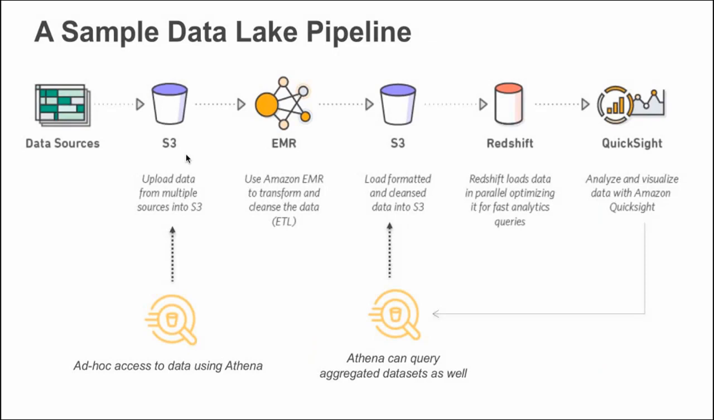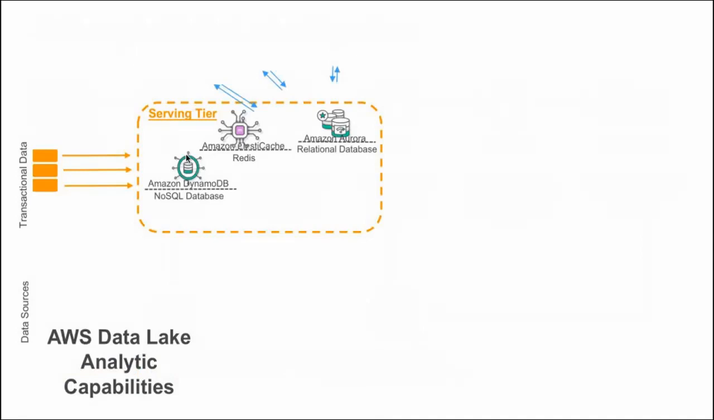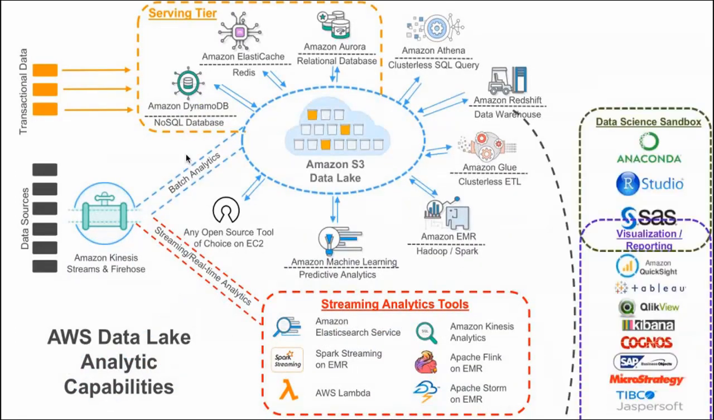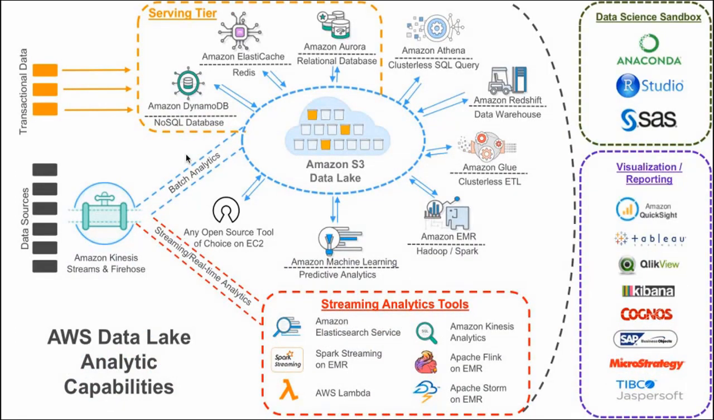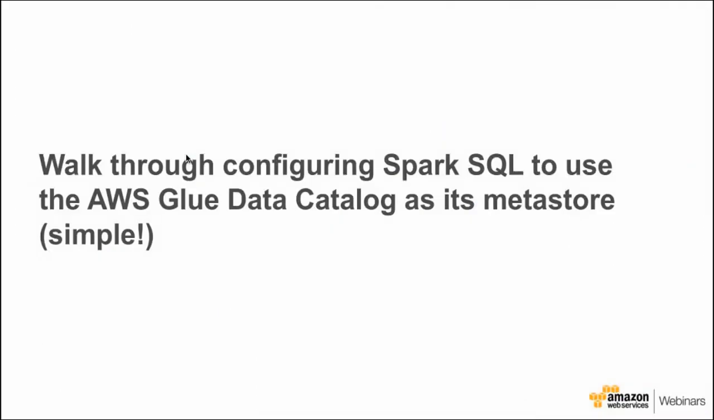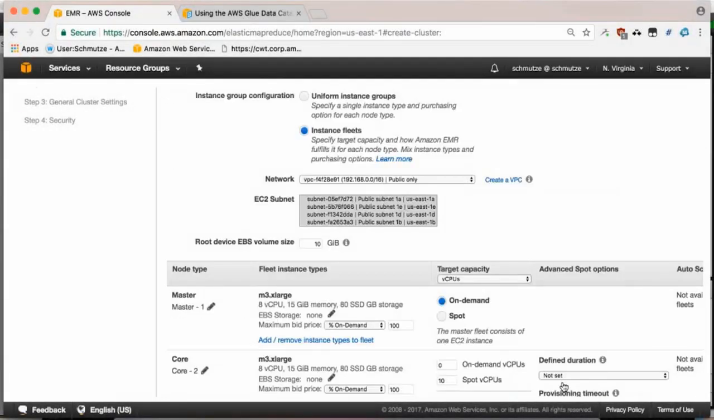So if we sort of put it all together, we've got our sample data lake pipeline that we're talking about here, right? We're talking about putting our data into S3. We're talking about using EMR and then putting the data back to S3 when we're finished. Providing a huge ecosystem for running our S3 data lake on top of AWS. So I said it was super easy to use Glue as a data catalog for a Spark SQL Metastore. Let me show you what that means. I'm going to go back to the AWS console. I'm just going to go back here a couple of clicks.